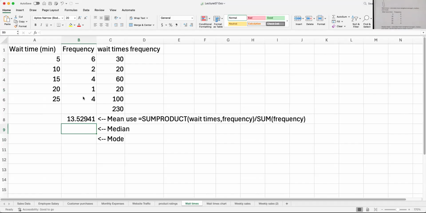Your GPA is a weighted average. Because if you take a 3 credit course and get an A, it counts more than if you take a 1 credit course and get an A.